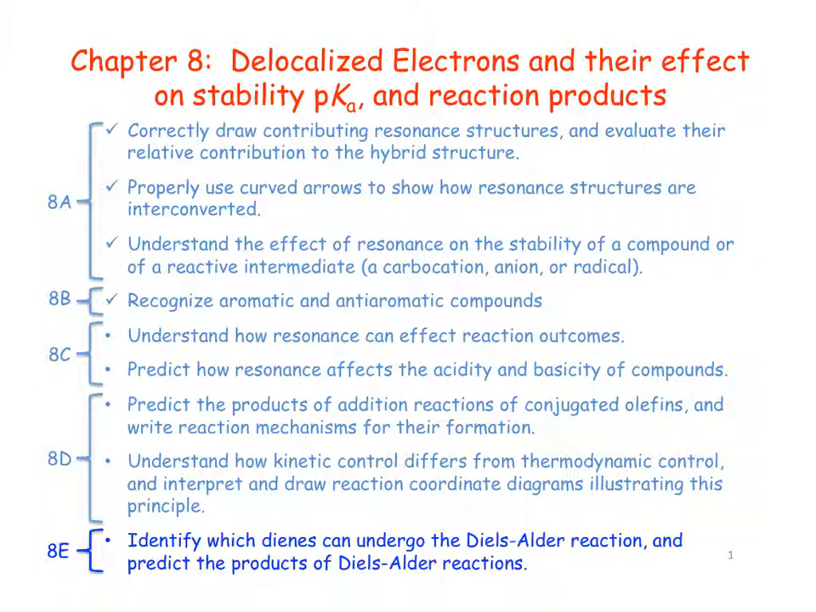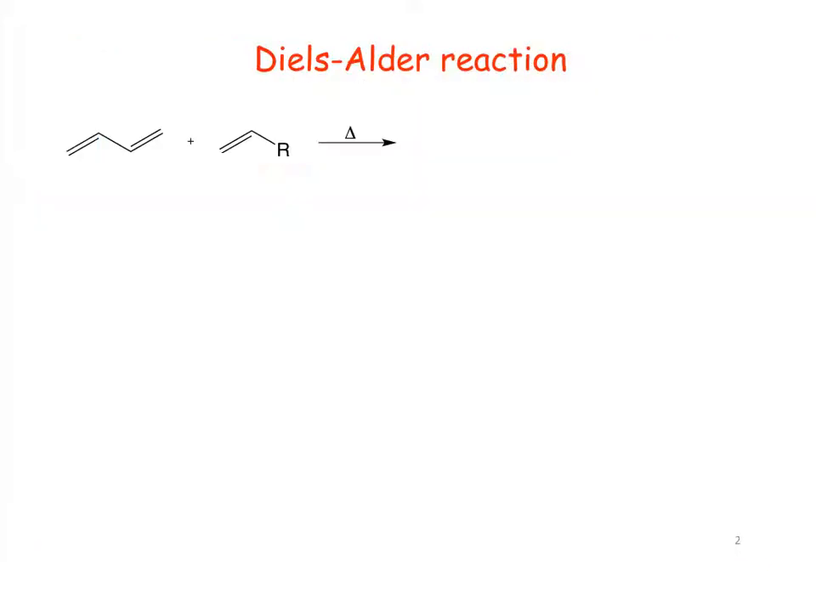Alright, so one more video in Chapter 8, and like I mentioned at the end of the last one, we're going to see a really cool reaction now. This reaction is called the Diels-Alder reaction. Alright, so it was developed by two German chemists, so let's take a look at what we get out of this reaction. Alright, so this reaction is going to combine two pieces that we've learned about before.